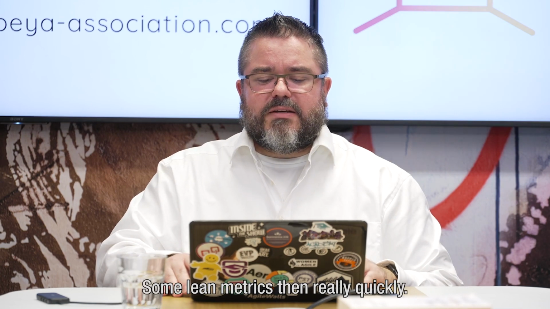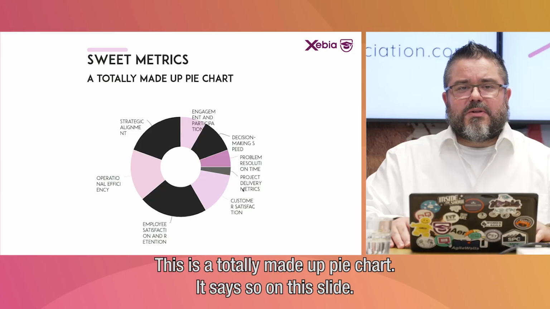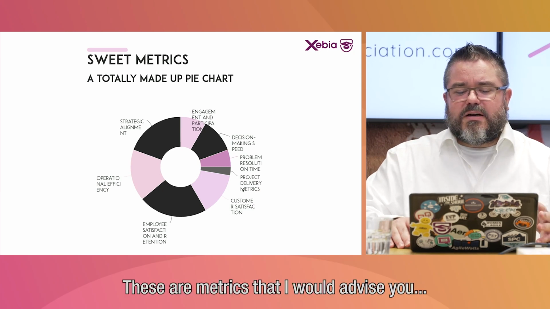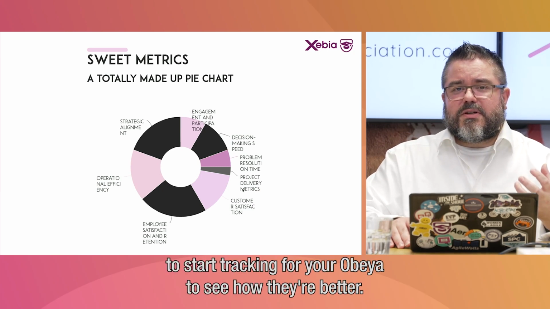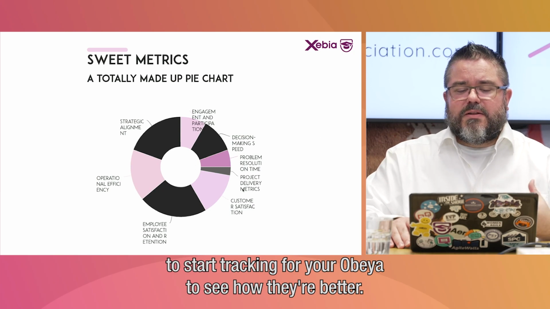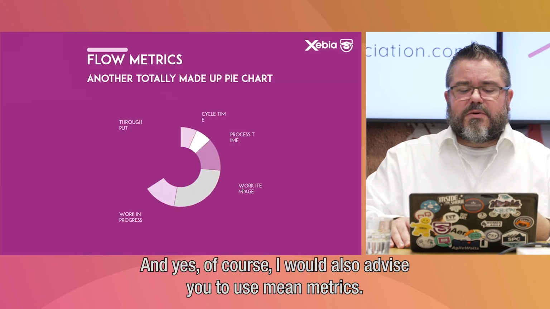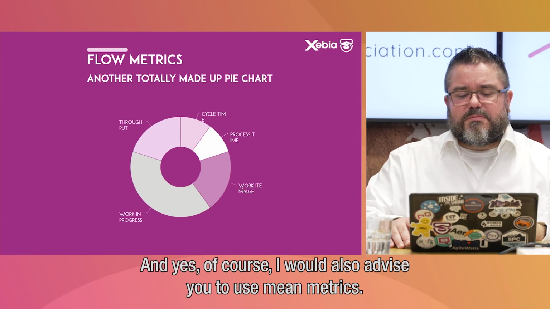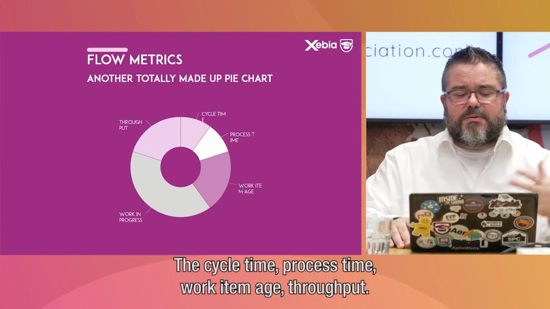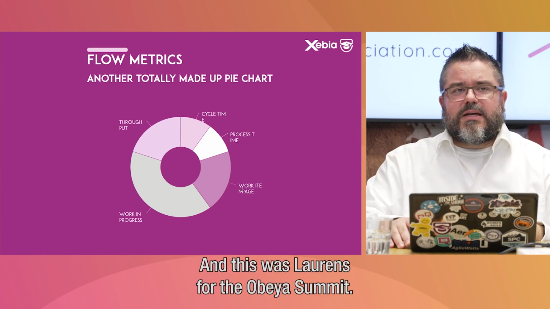Some lean metrics then, really quickly. This is a totally made up pie chart. It says so on the slide. These are metrics that I would advise you to start tracking for your Obeya to see how they're better. And yes, of course, I would also advise you to use lean metrics: cycle time, process time, work item age, throughput.